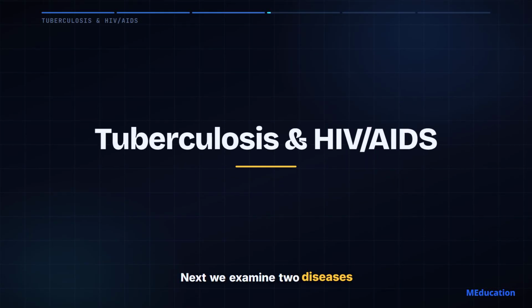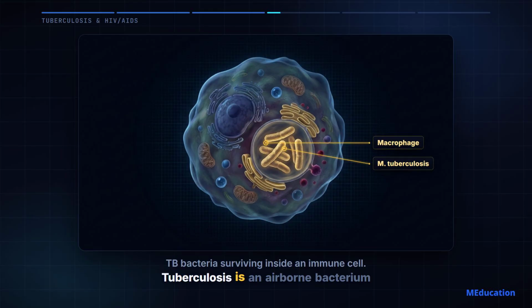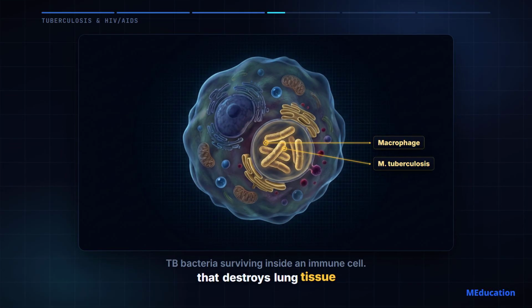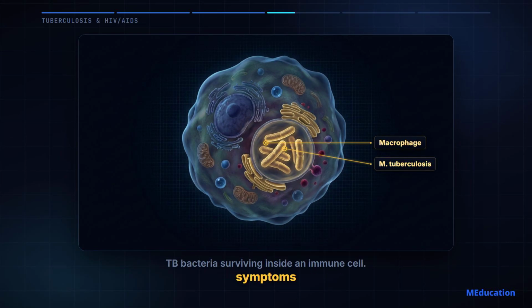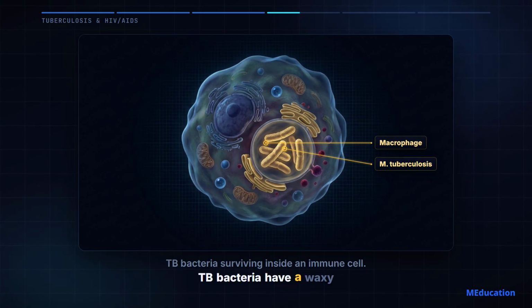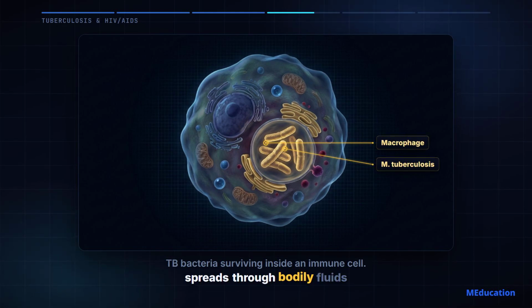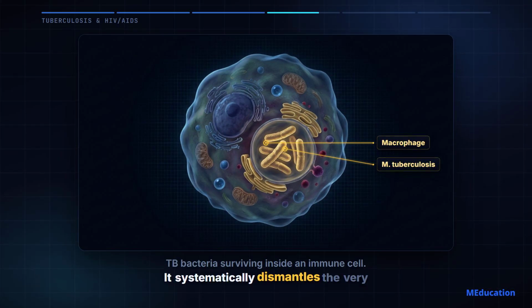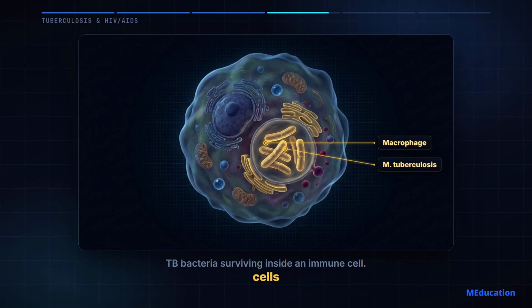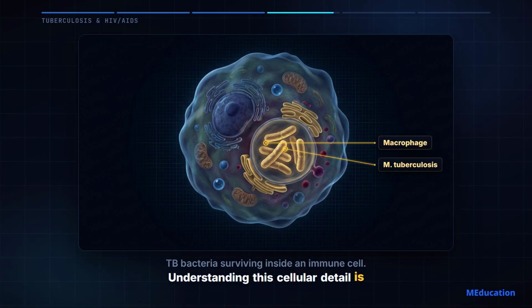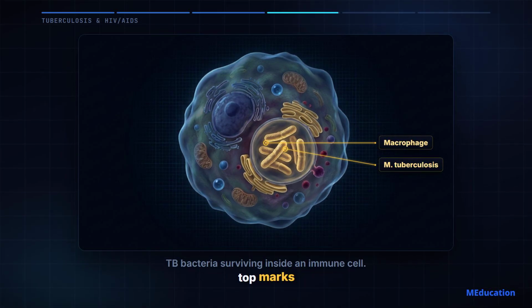Next, we examine 2 diseases that devastate the human immune and respiratory systems. Tuberculosis is an airborne bacterium that destroys lung tissue. In the exam, you will link the biology of these pathogens to their symptoms. For example, TB bacteria have a waxy cell wall that allows them to survive right inside our immune cells. HIV is a retrovirus that spreads through bodily fluids. It systematically dismantles the very immune system meant to fight it, specifically targeting your T helper cells. Understanding this cellular detail is exactly how you secure the top marks.